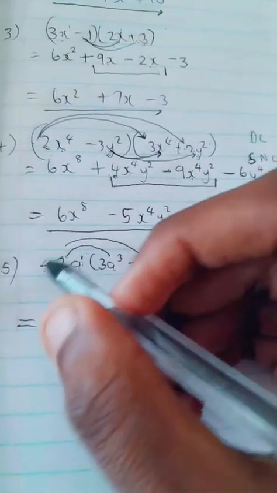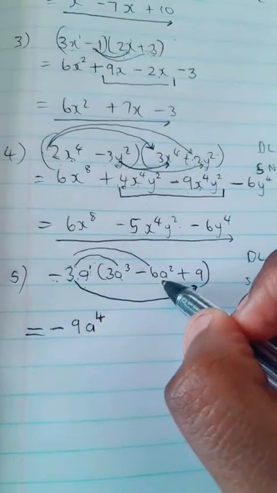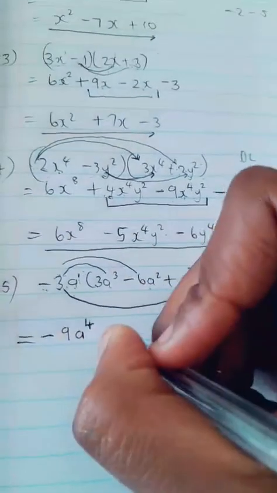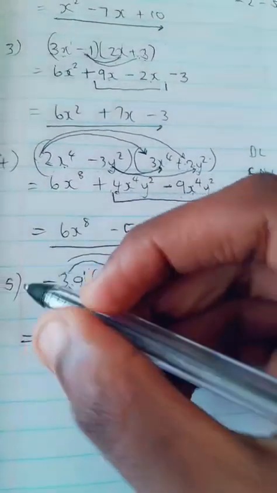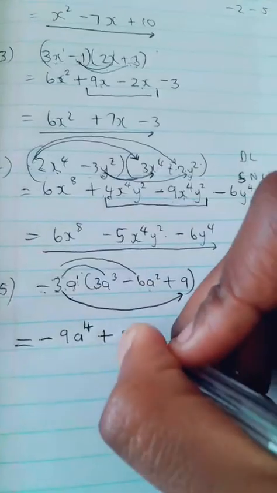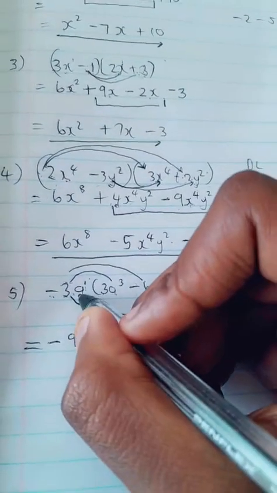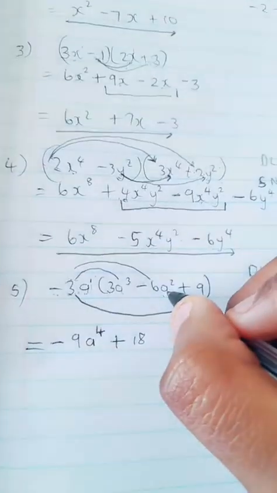Next one, negative 3a times negative 6a squared. Negative times a negative, keep positive. Number, 3 times 6, keep 18. Letter, a to the power 1 times a to the power 2.